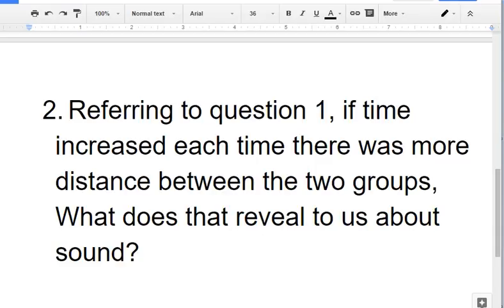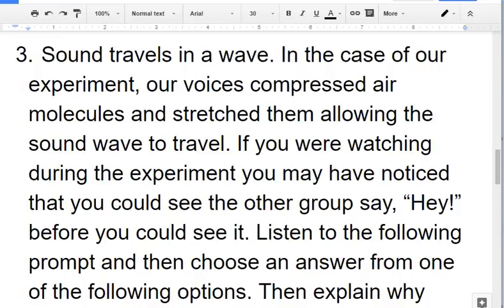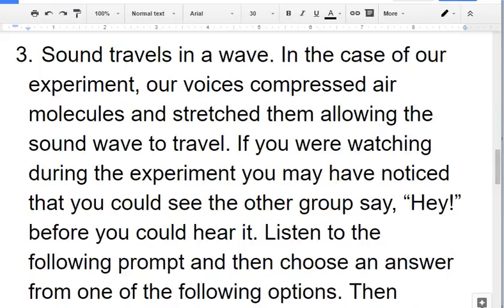All right, question number 3 is going to make you think a little bit. If you're not thinking a little bit, you're probably not answering the question correctly. All right, so number 3: sound travels in a wave. In the case of our experiment, our voices compressed air molecules and then stretched them, allowing the sound wave to travel. If you were watching during the experiment, you may have noticed that you could see the other group say hey before you could see it. Sorry, that didn't make sense. Before you could hear it. There, I fixed it. So you could see them say hey before you could hear them say hey.